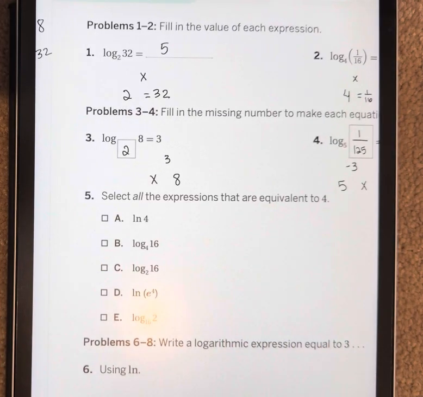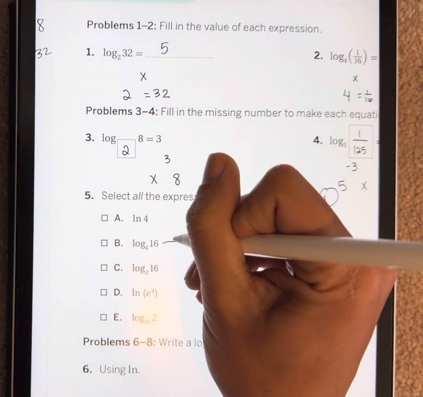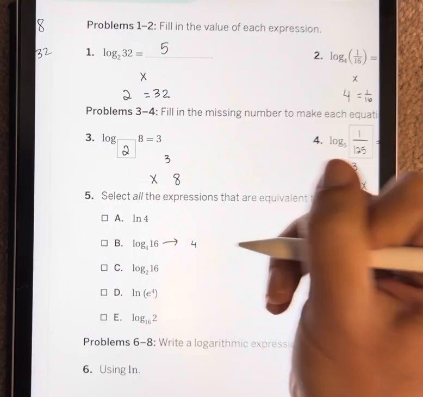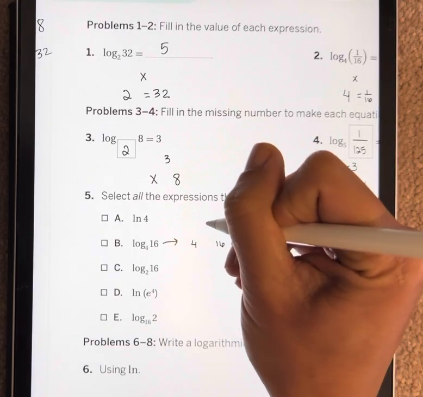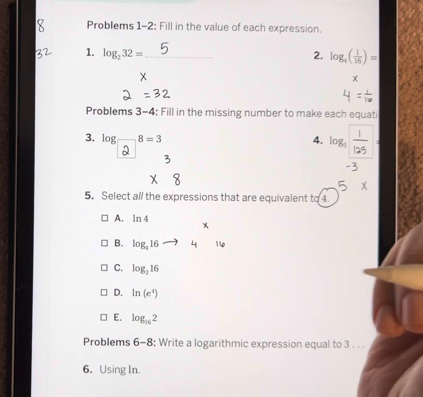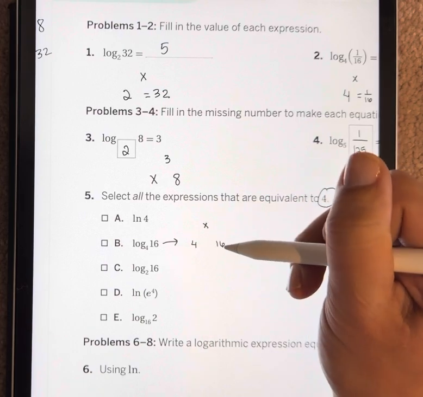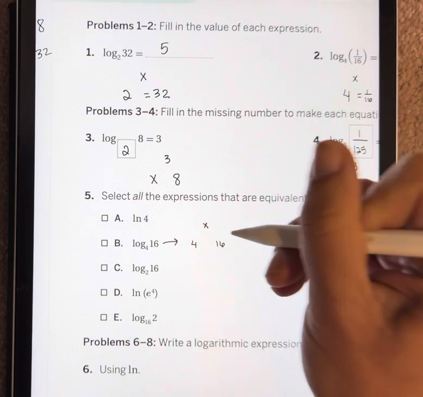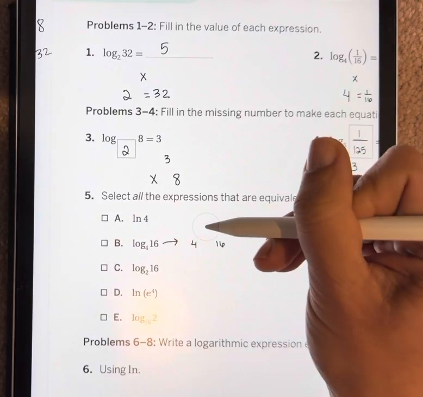Select all the expressions that are equivalent to 4. Okay. ln of 4. That's not 4. That's ln of 4. Okay. No. I'll come back and explain that maybe more in a bit, but that's not it. Let's keep going. Log base 4 of 16. Let's see what this is talking about. So the 4 here, a 16 here, and then this is what we don't know. So what this is saying is 4 to what power is 16? And it's 2. 4 to the second power is 16.